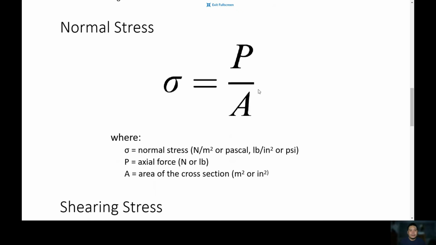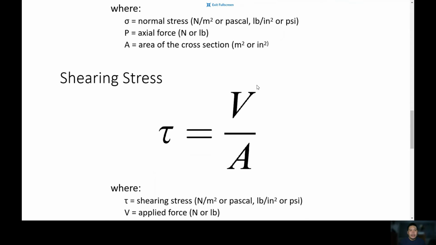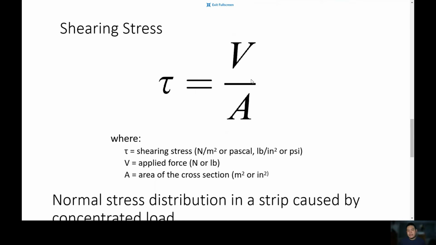All right, so shearing stress, we usually represent that one as tau. All right, so V is the shearing force applied. Again, for the shearing force, it's always in newtons or pounds, or the variation is kilonewton, or pound force.